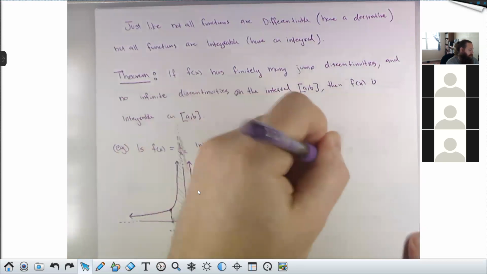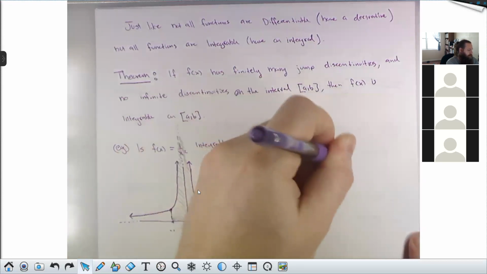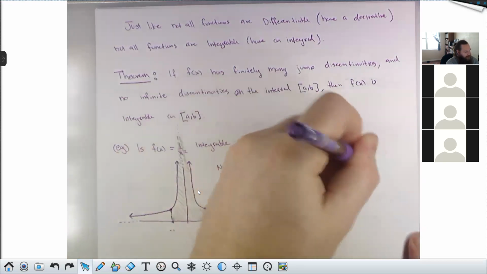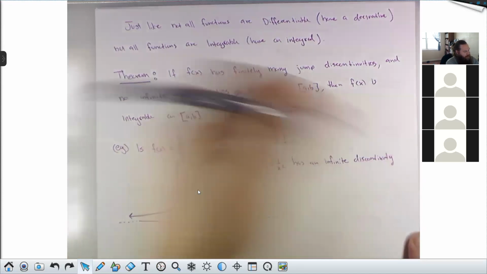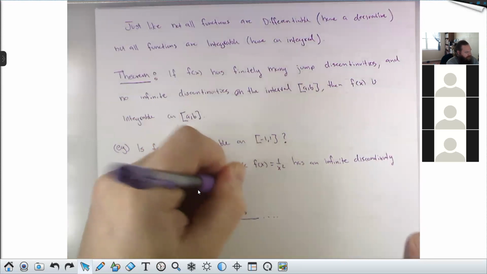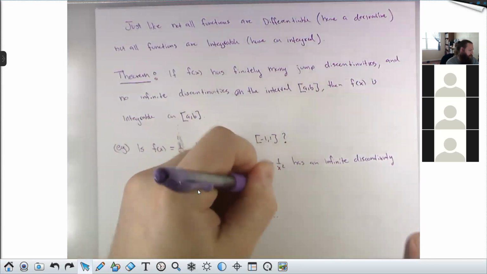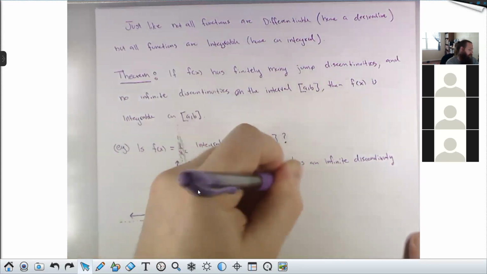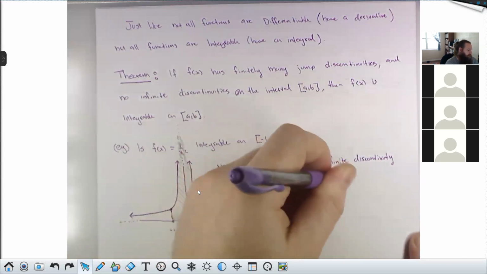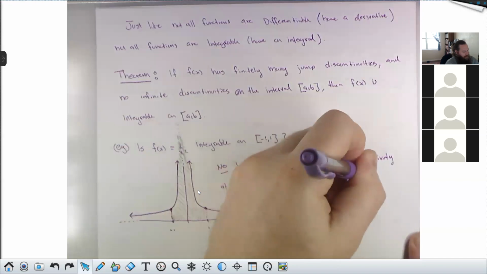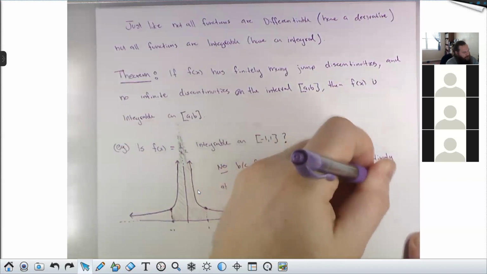Has an infinite, but the subtlety here, infinite discontinuity at x equals 0, which is in the interval -1 to 1.